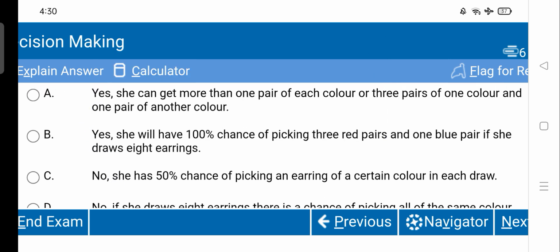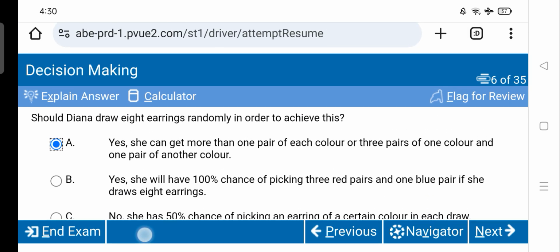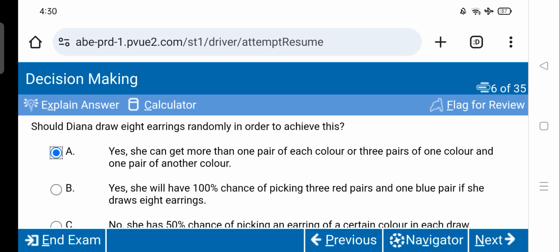So here we have again option A as the correct option, as it says yes, she can get more than one pair of each color or 3 pairs of one color and one pair of another color.